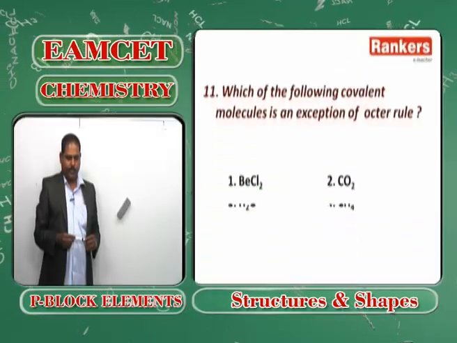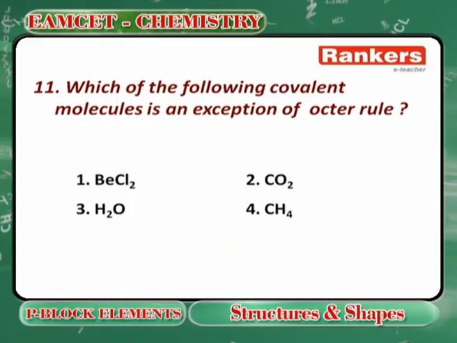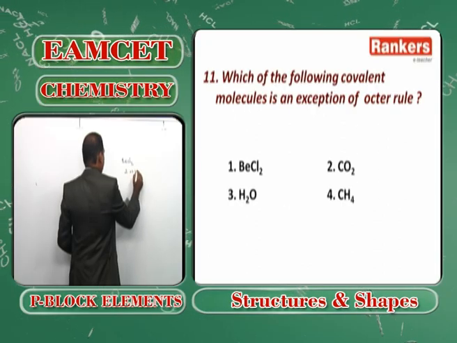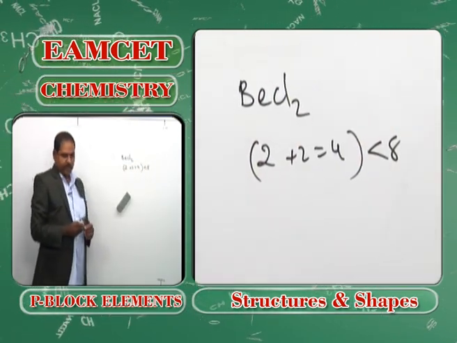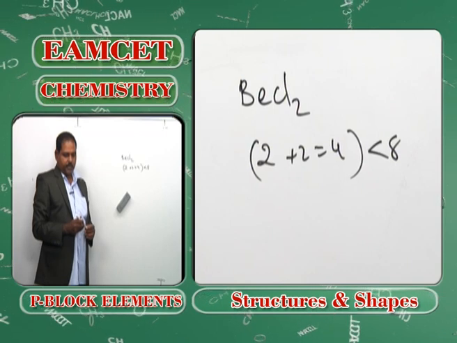Next question. Which of the following covalent molecules is an exception to the octet rule? Obviously, BeCl2, it has just 2 plus 2, 4 electrons. 4 means less than 8, less than the octet. The answer is BeCl2.